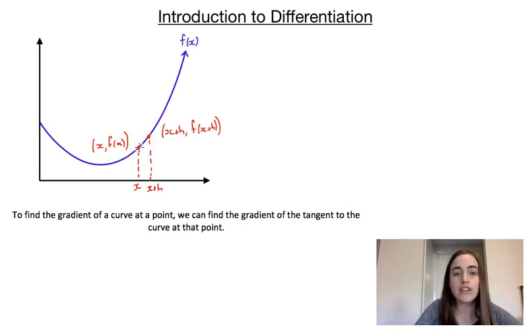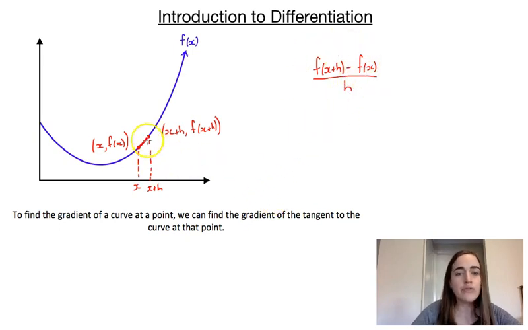Now, if I wanted to find the gradient of the straight line between those 2 points, I'd use my gradient formula. So I'd have f of x plus h minus f of x over, and then I would subtract my 2 x coordinates. So I'd have x plus h minus x. Now that x plus h minus x, they will just cancel out, and I'll just have an h on the bottom because my x's cancel out.